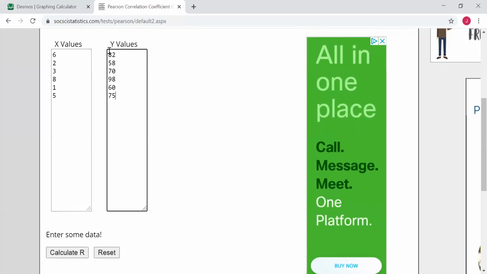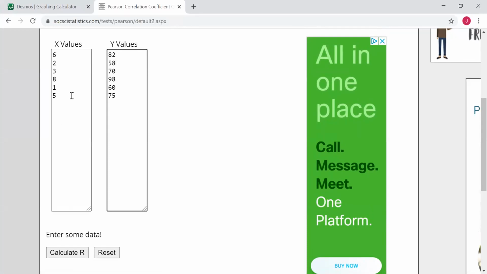I put the X values in. I put the Y values. So this is 0.6 comma 82, 2 comma 58. How did I get here? I literally Googled R value calculator, and it was the very first link that popped up. Because when you say R value calculator, there's not a whole lot of things you could be talking about aside from this. So I'm going to put the data in.